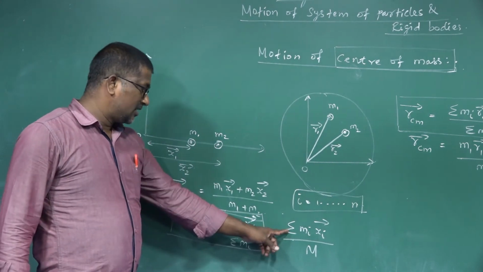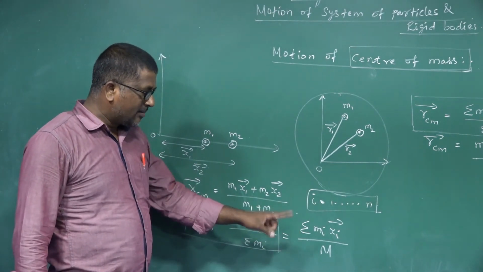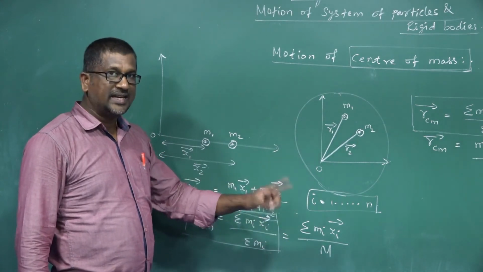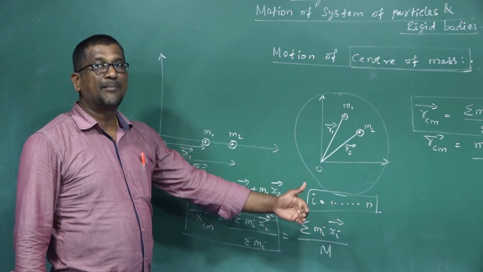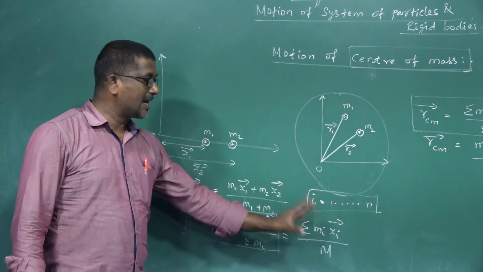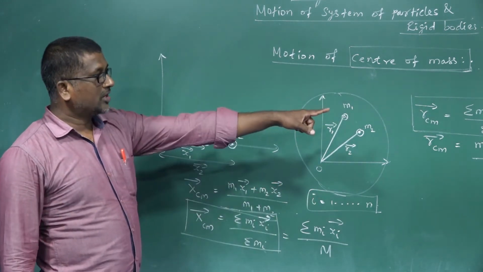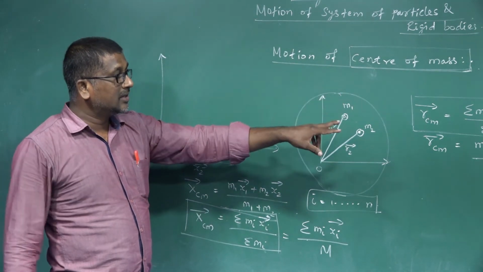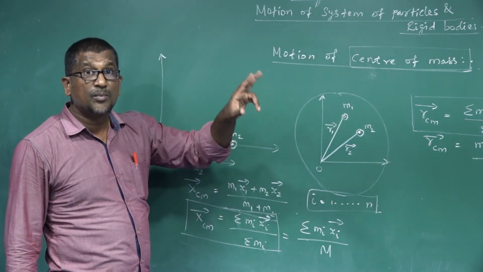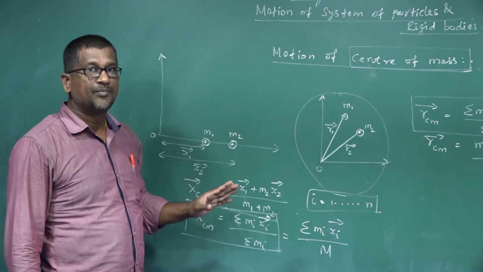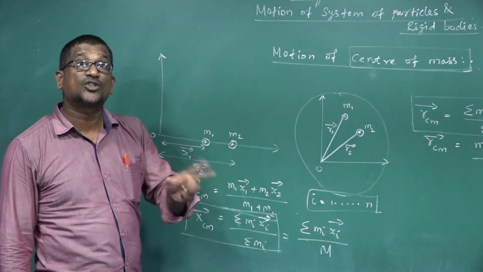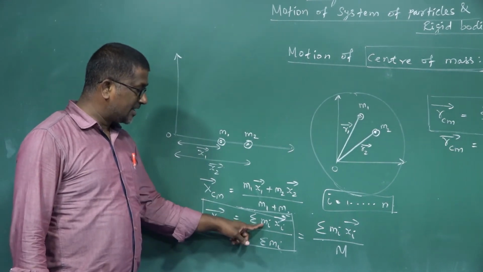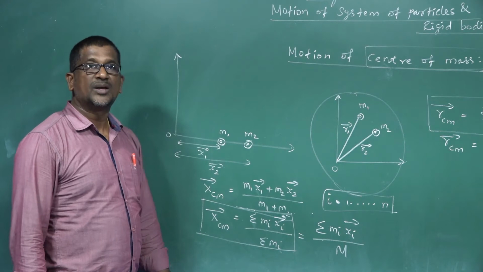And this equation can also be written as m1 x1 vector plus m2 x2 vector plus m3 x3 vector plus etcetera plus mn xn vector divided by capital M. So R cm vector is equal to summation mi ri vector divided by summation mi, the position vector of the center of mass of the system of a rigid body. But the equation for x coordinate of the center of mass is given by x cm vector is equal to summation mi xi vector divided by summation mi.